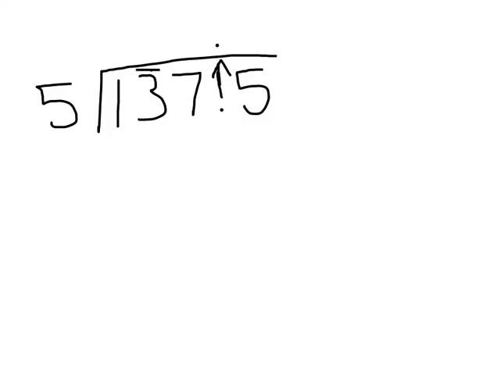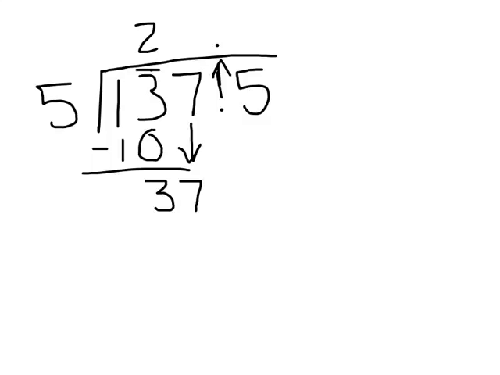How many times does 5 go into 13? 5 goes into 13 twice. What's 2 times 5? 2 times 5 is 10. When I subtract, I get 3. Bring down your 7. How many times does 5 go into 37? 5 goes into 37 7 times. 7 times 5 is 35. When I subtract, I have 2 left over.